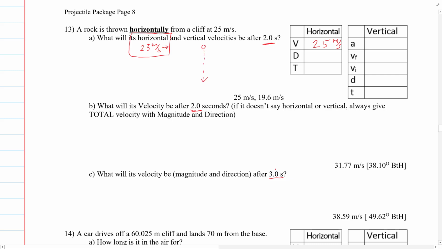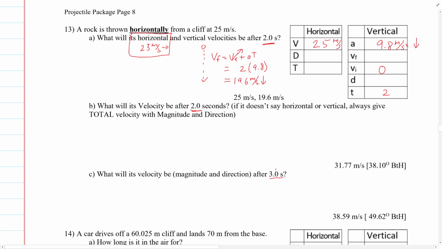And what is its speed after 2 seconds? Because it's fired horizontally, that means it's dropped. It's not thrown down or thrown up, so the initial speed is 0. The acceleration is 9.8 meters per second squared down, and the time is 2 seconds. So VF is equal to VI plus AT. That's 0 plus 9.8 times 2. It'll be 19.6 meters per second down.